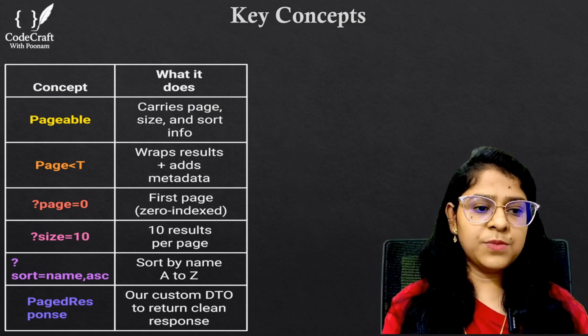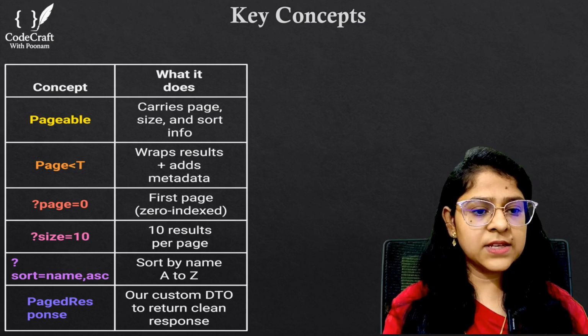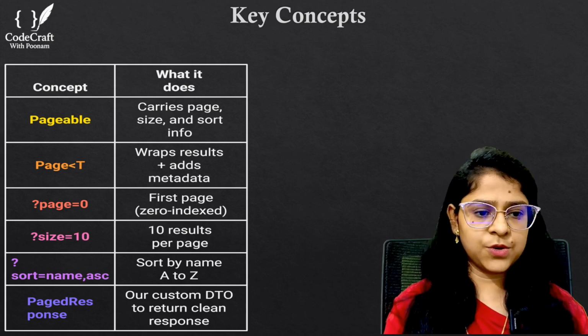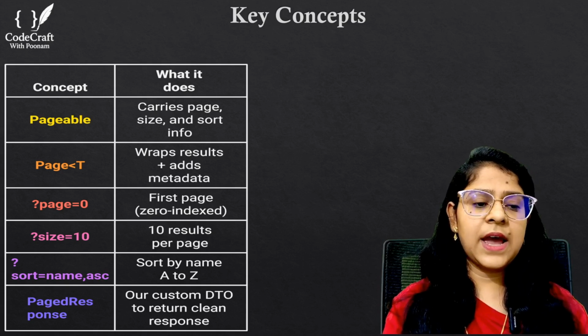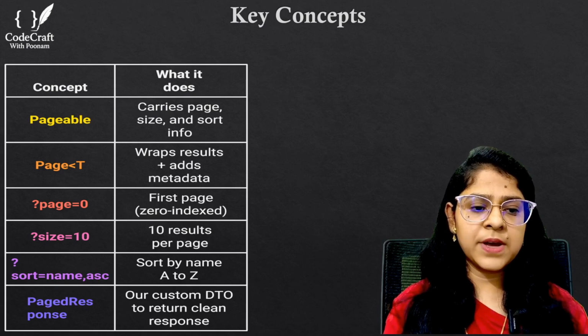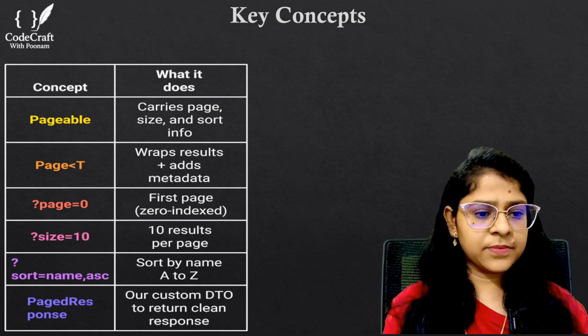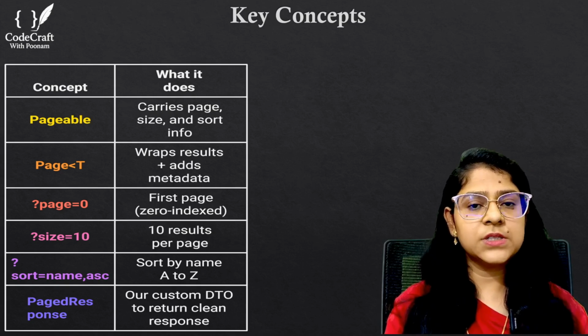When you mention this with your base URL, ?size=10 means 10 results per page. If you give 5 then 5, if you give 2 then 2. And if you use ?sort=name,ASC, that is nothing but ascending, sorting based on name in ascending order. So if you provide this with your base URL, it will sort by name, that is A to Z. And then PageResponse: our custom DTO will return the clean response.